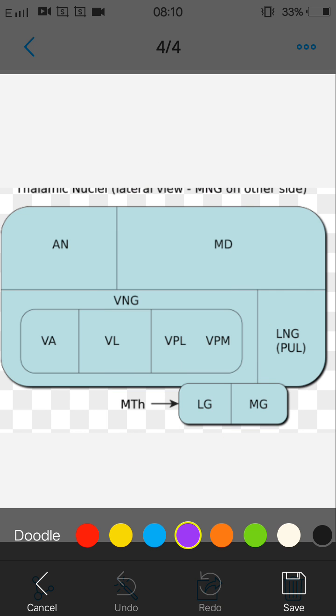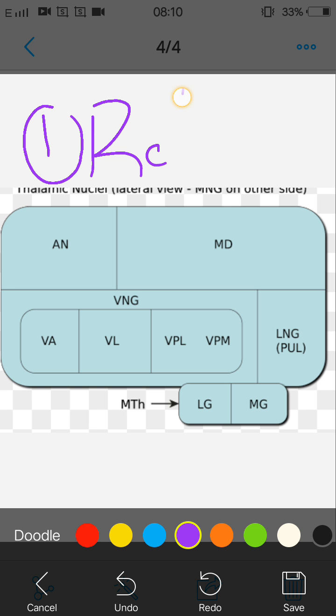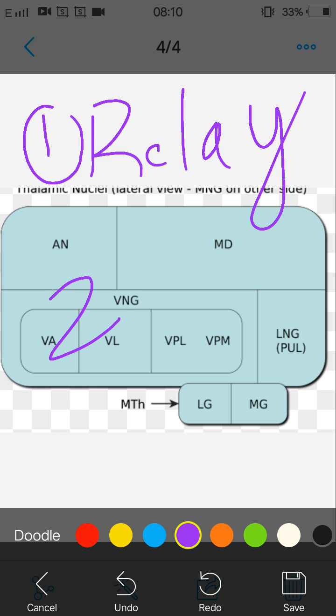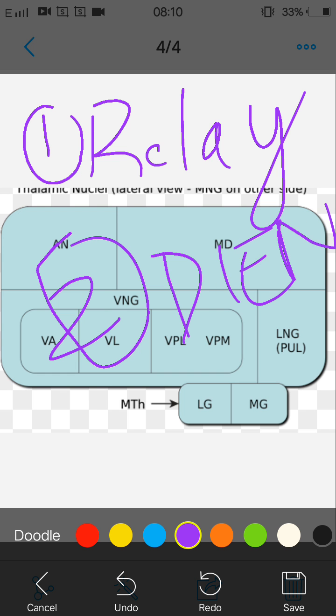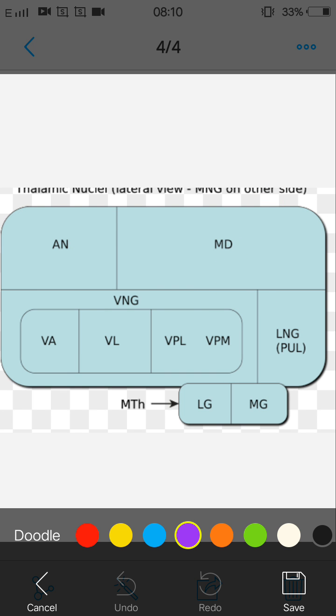Now that basic concept you came to know. The first point about thalamus, an introductory point: it is the relay station for all the sensory information, except olfaction. That is an exception. Second thing you have to remember is thalamus is a part of diencephalon. So those are the two introductory points for thalamus.